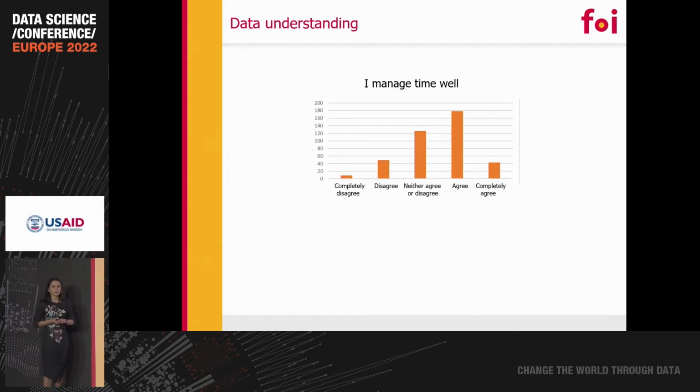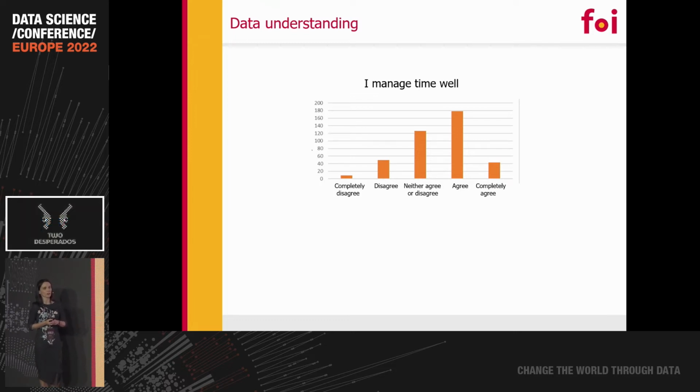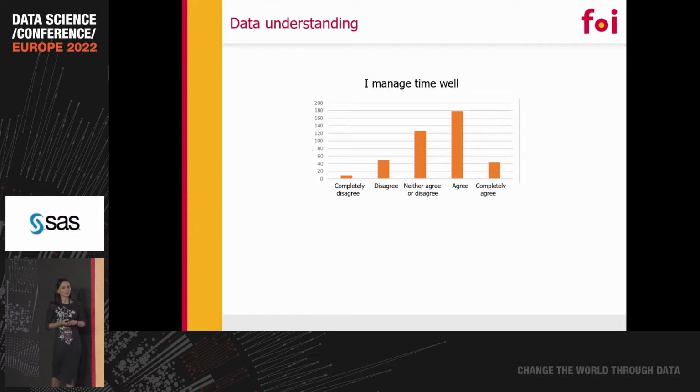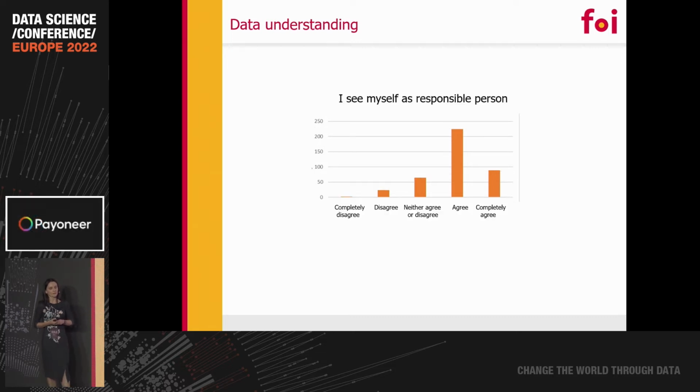Next, students were asked to express their level of agreement or disagreement with various statements regarding their perceptions of teamwork, how well they manage time, and so on. Here is a statement which said, I manage time well, and as you can see, most of the students in our sample agree with that. Then, I see myself as a responsible person. Also, most of the students agree with that.